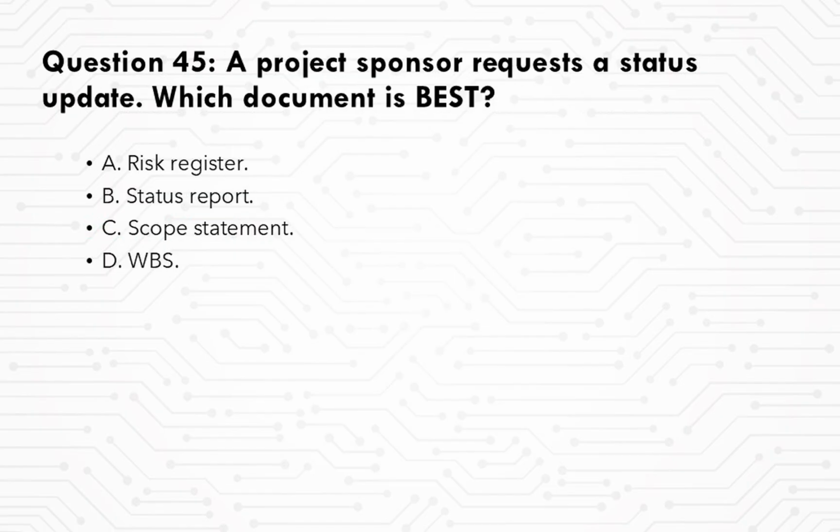Question 45. A project sponsor requests a status update. Which document is best? A. Risk register. B. Status report. C. Scope statement. D. WBS. Answer: B. Status reports summarize progress.